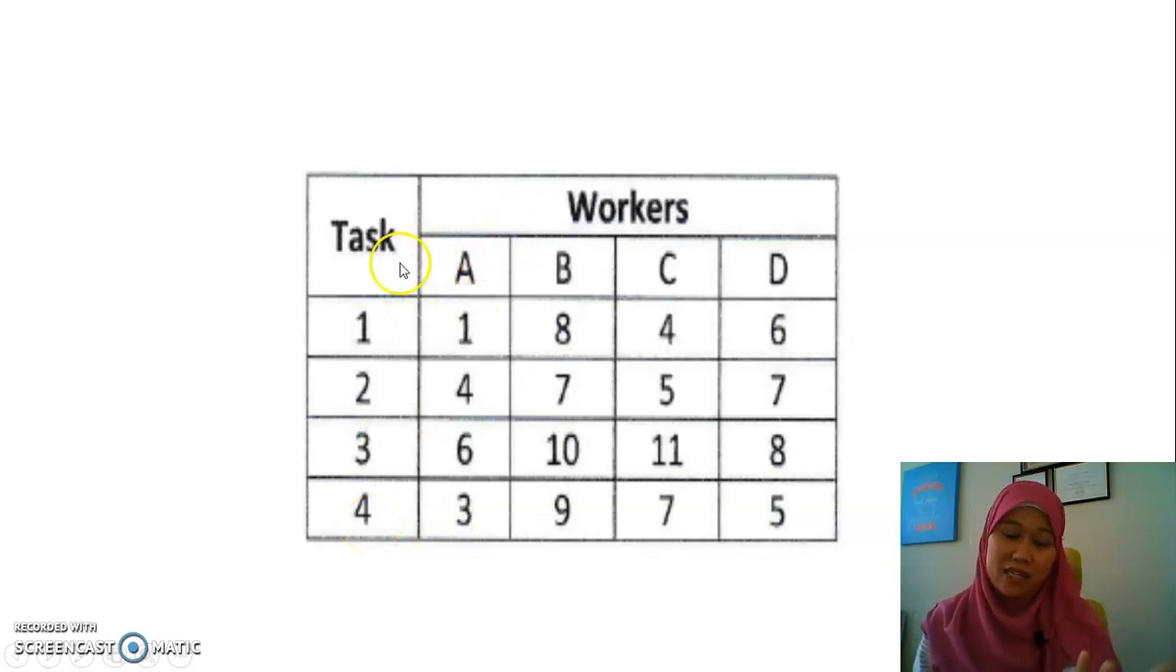Just in case you have 4 by 3, you need to add a dummy column or a dummy row to make it balanced, 4 times 4 or 5 times 5, depending on the question. So for this case, it's balanced, 4 times 4.